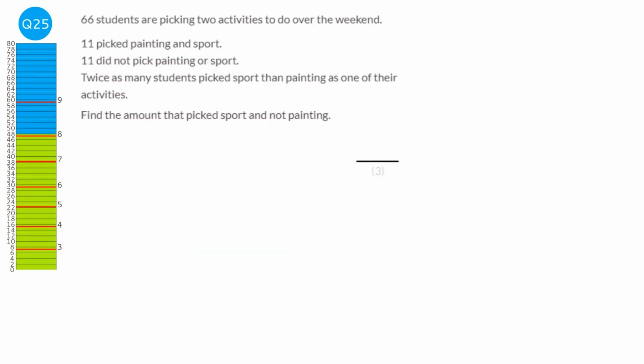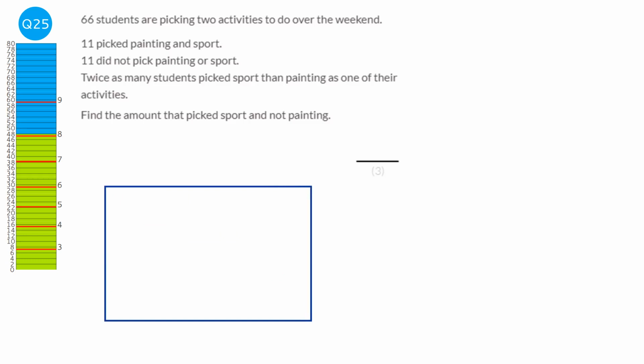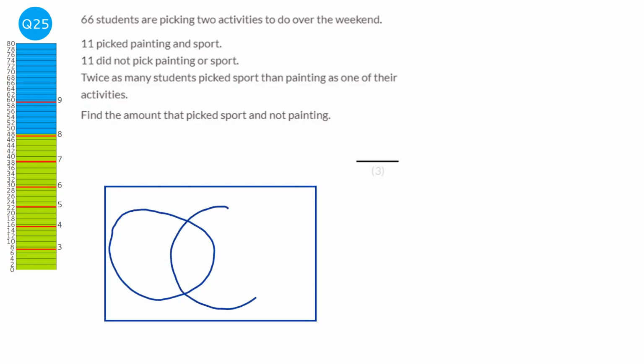So this question will probably need a Venn diagram just to make it a bit easier. So I'm going to draw a Venn diagram. You don't need to. If you can work out how to do this question without, you can. But I think this is a really tricky question to do without a Venn diagram. So it says that they picked 2 activities. It was either painting, which I'll put as a P, and sport, which I'll put as an S. So let's start filling in the information it gives us.